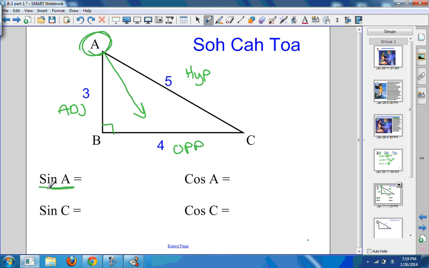Alright, so if we want to figure out what the sine of angle A is, we look at SO. And SO stands for the sine of an angle is equal to the opposite side, 4, divided by the hypotenuse, 5. So sine of A is equal to the opposite divided by the hypotenuse, or 4 over 5. We want to figure out the cosine of A. Cosine stands for adjacent over hypotenuse. So we can say the cosine of A is equal to 3, our adjacent side, over 5, the hypotenuse.